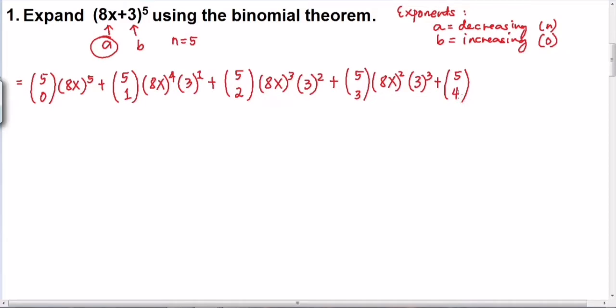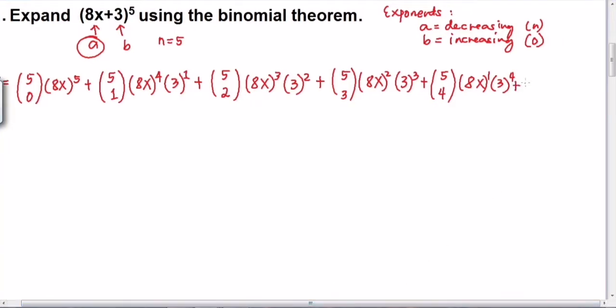Itong value ng combination. Okay? Tapos, ito, magiging 8x raised to 1 na siya, kasi 5, 4, 3, 2, 1. So, 1 na siya diyan. Ito namang isa, so 0, 1, 2, 3. So, 4 na siya dito. Ayan, yung B natin.